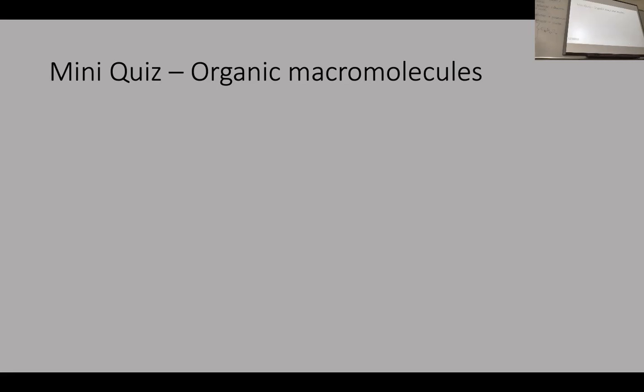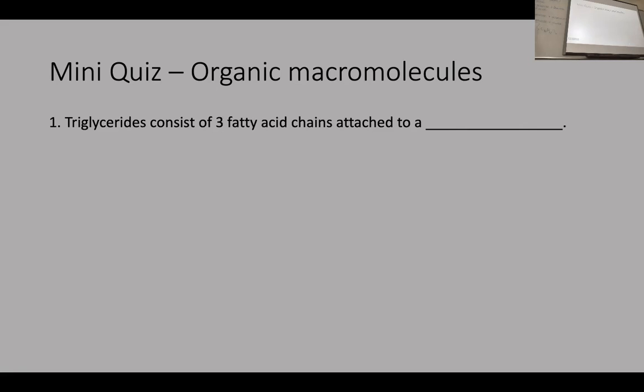All right, let's start with triglycerides. So triglycerides, well, first off, what category do they fall into? Lipids. So triglyceride is a lipid. 3 fatty acid chains attached to what? Anyone remember? Glycerol? Yeah, glycerol backbone. So glycerol backbone has 3 carbons. You want to know that a triglyceride has 3 fatty acid chains. It's connected to a glycerol backbone.